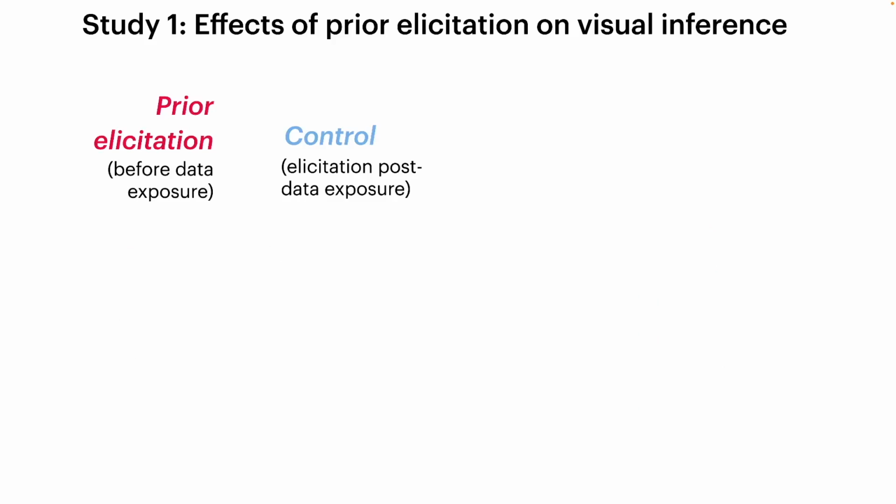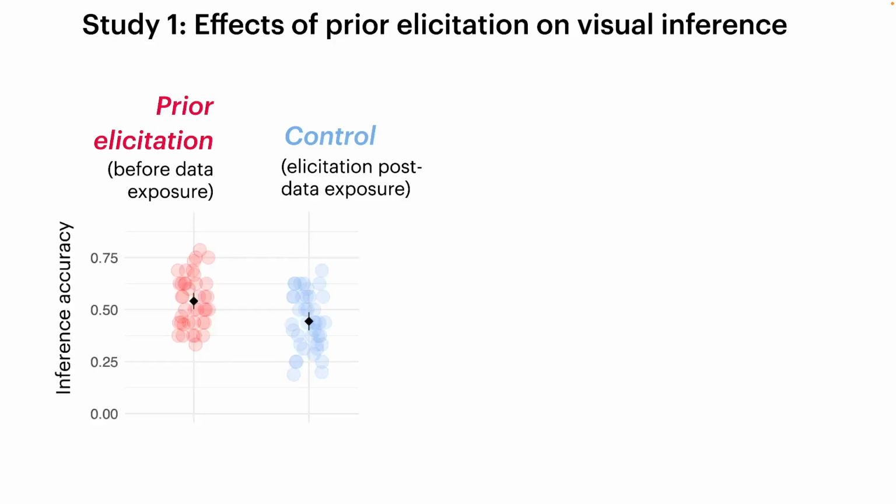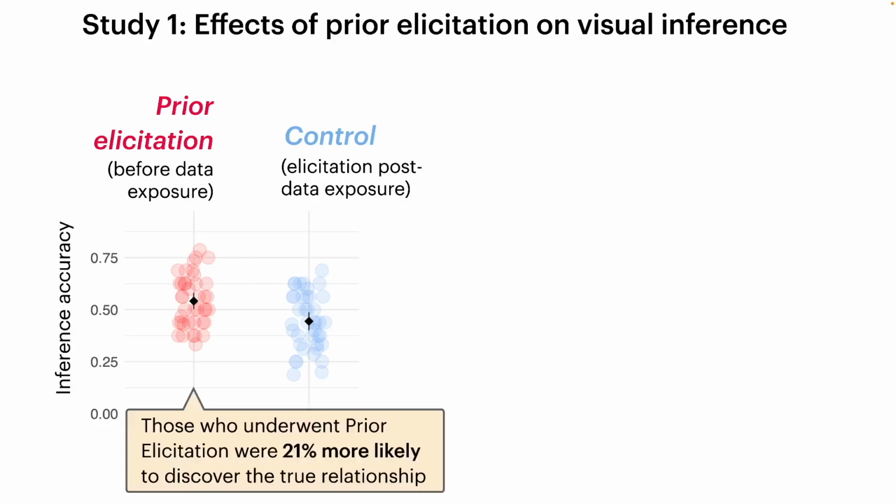Here in red is the main intervention, which again is elicitation before data exposure, versus control, where elicitation happens only after exposure. We find that participants in the intervention made more accurate inferences on average, and specifically they were about 20% more likely to discover the true model compared to the control group.